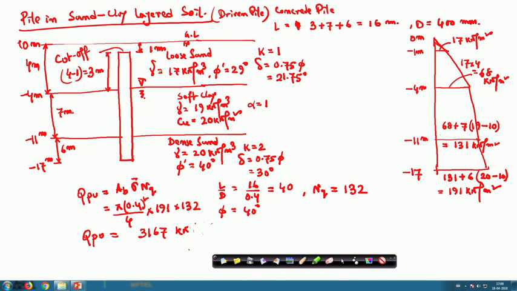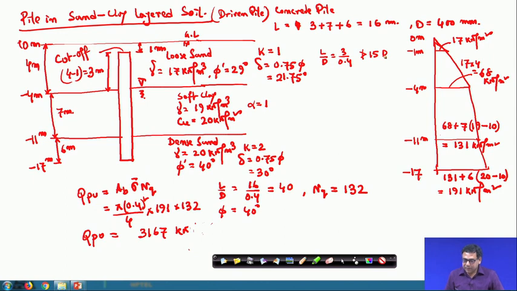For example, for the loose sand, my L by D value, L is 3 meter, D is 0.4 meter. So, it is definitely not greater than 15 D. Your L is not greater than 15 D, because your D is 0.4. So, here it is within the critical length. So, we can take the full effective overburden pressure.